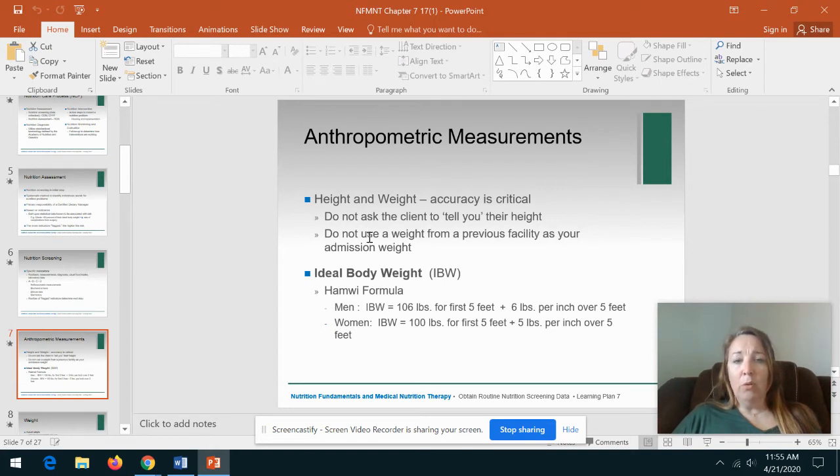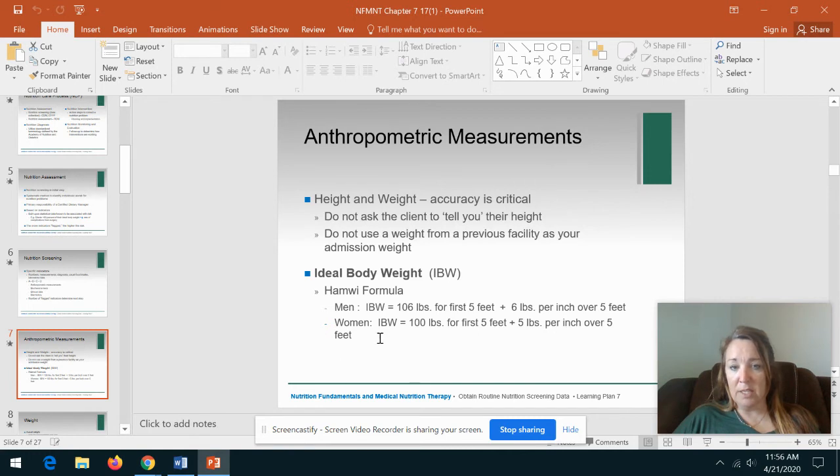Okay. We're going to use that height and weight then to figure what's called their ideal body weight using the Hamwi formula. Okay. So the Hamwi formula gives men 106 pounds for their 5 feet, and then for every inch over 5 feet, they're going to get 6 more pounds. Okay. And then for women, we get 100 pounds for the first 5 feet, and then 5 pounds for every inch over. So let me start with an easy one.